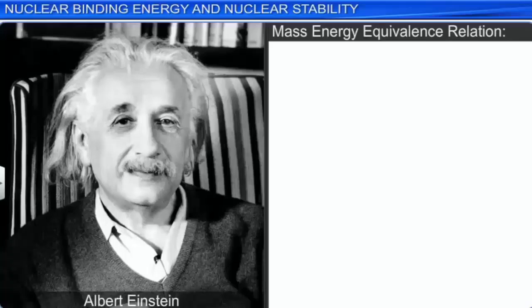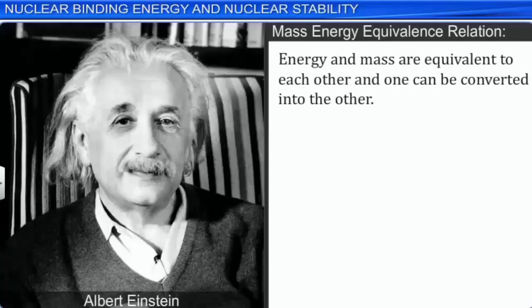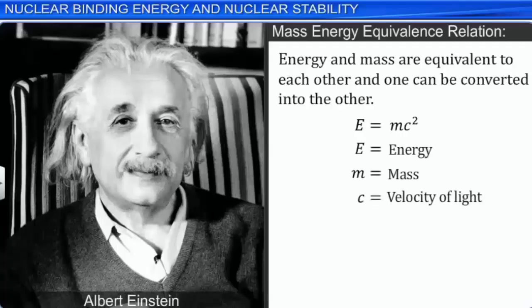According to Einstein's mass-energy equivalence relation, energy and mass are equivalent to each other, and one can be converted into the other. When a certain mass m is destroyed completely, the amount of energy released is given by Einstein's mass-energy equivalence relation as E = mc², where c is the velocity of light, which is equal to 3 × 10^8 meter per second. Here, E is referred to as the energy equivalent of the mass.